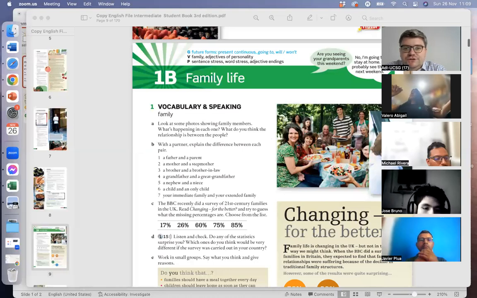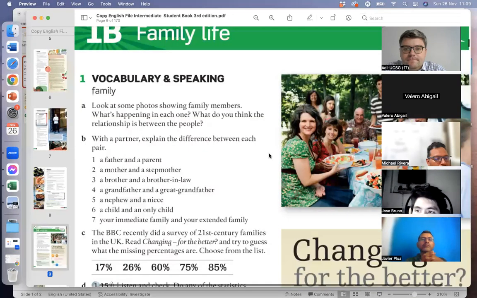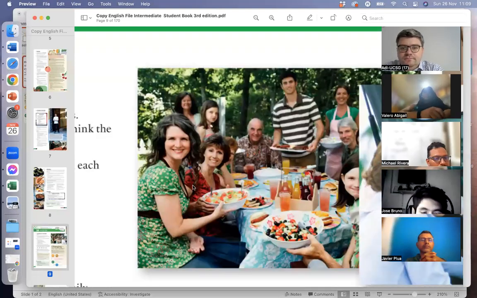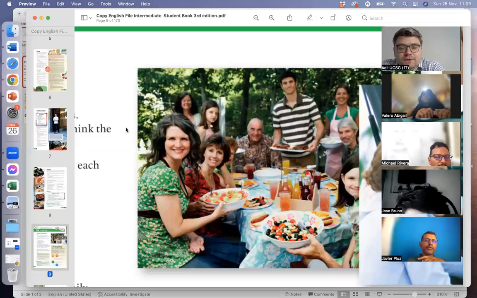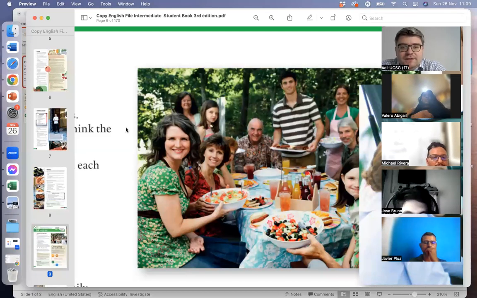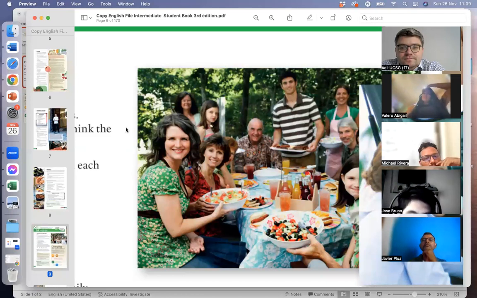Have a look at this picture. Can everyone see the picture? In this topic we will be talking about family. So who would like to describe this picture? What's happening here? Who wants to try to describe the picture?